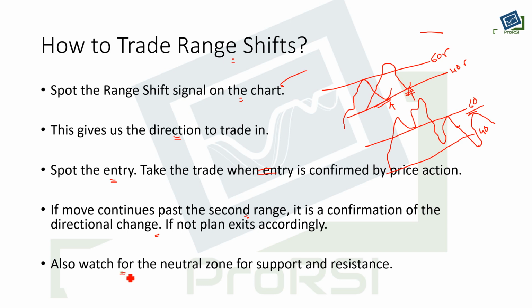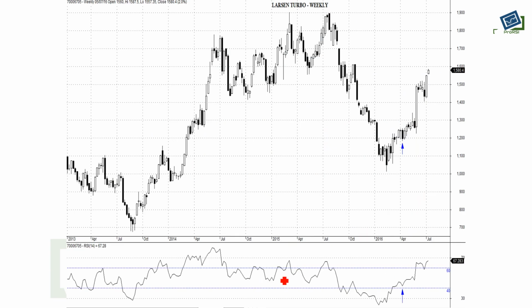Also watch for the neutral zone. Neutral zone means the 50 levels for support and resistance. So basically what I meant to say, if you look at this chart, you will see there was a bearish move and the RSI was going below 20 and everything else. Now it came and took support on 40 here, right? So it gives us an entry point here because it took support on 40.